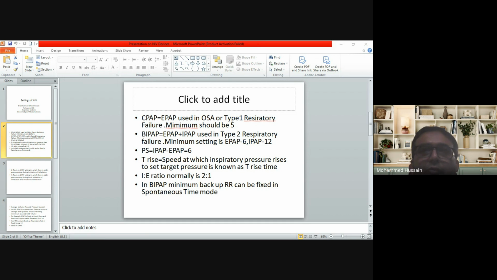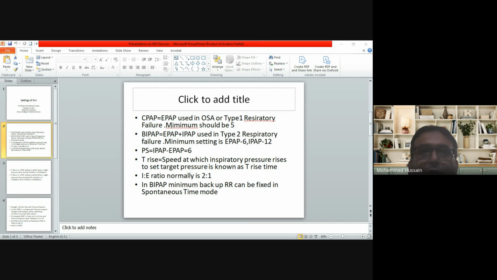In that range, you have to set. And what about BiPAP? As the name itself indicates, you have two pressures, EPAP plus IPAP. EPAP is during expiration and IPAP is during inspiration. The difference between IPAP and EPAP is called pressure support. So why will you use it? In OSA, there is a collapse of the airway during inspiration, so you need pressure to open that.